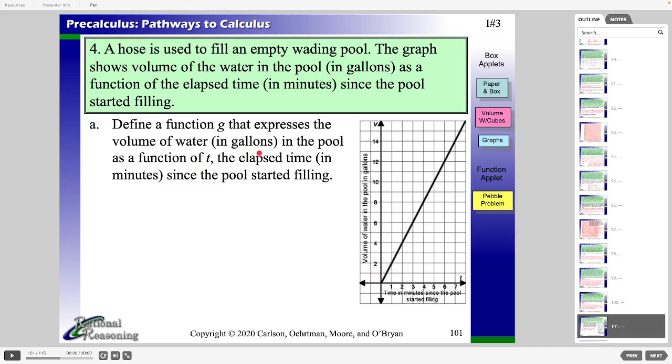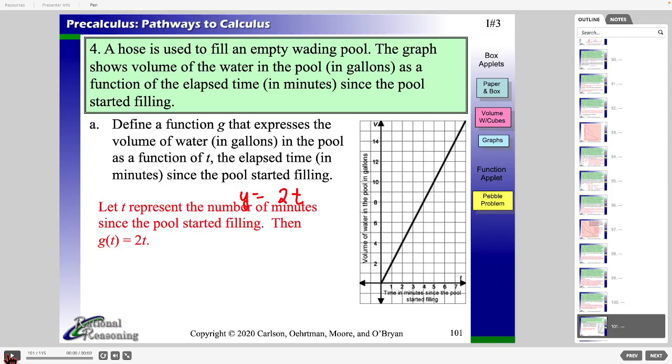So what do they want? Do they give us a function? But anyway, yeah, so our y equals 2 times t. So every minute we get 2 more gallons. Okay, 2t, g of t. I thought they wanted, yeah, here it is. They want a g. So g of t equals 2t. That's good.